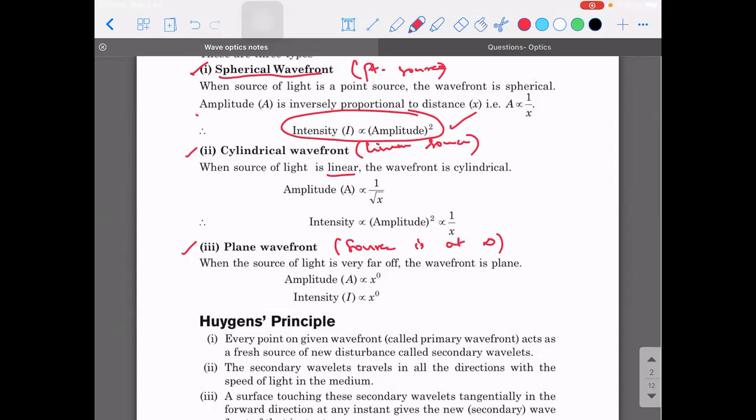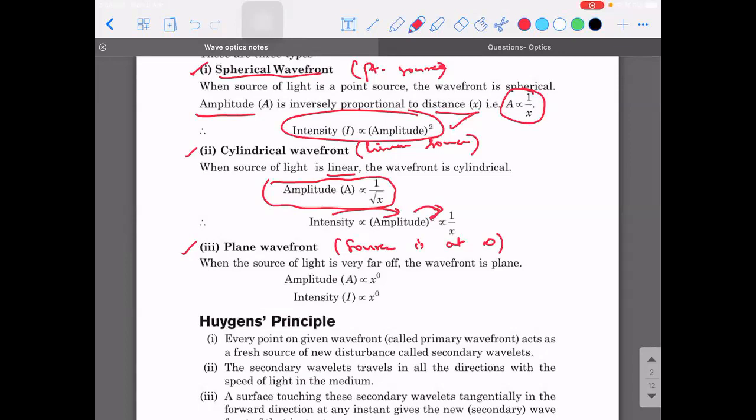Here one more point is that for a spherical wavefront, the amplitude is inversely proportional to the distance: A is inversely proportional to x. Please make a note of that point also. Whereas for a cylindrical wavefront, the amplitude is inversely proportional to root of x, whereas the intensity is directly proportional to amplitude square, and it will be directly proportional to 1 by x.